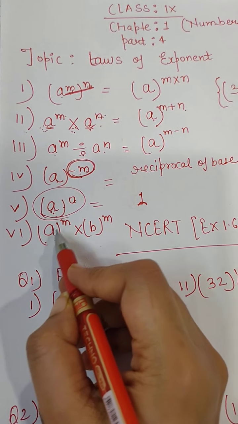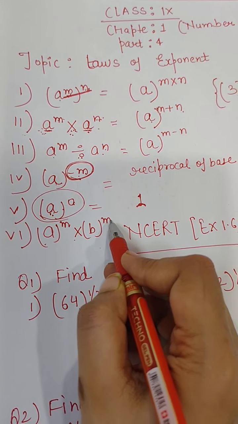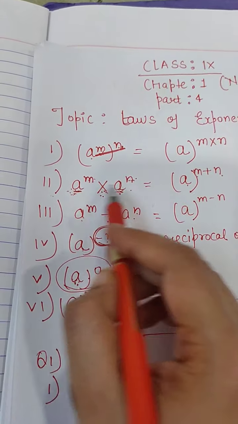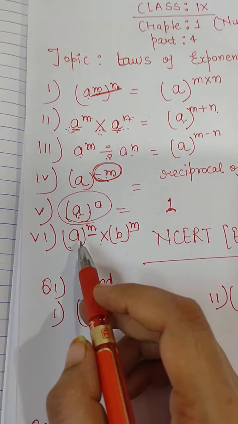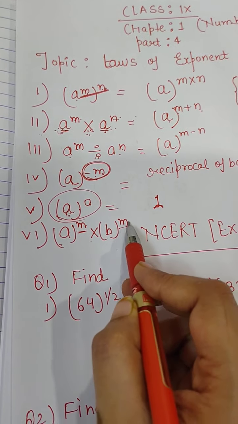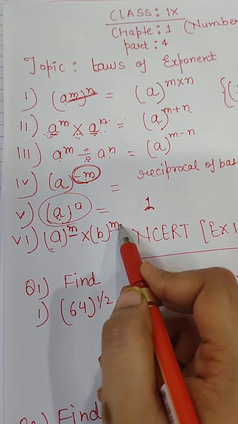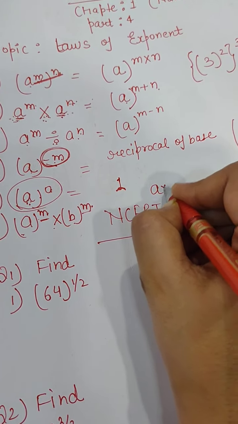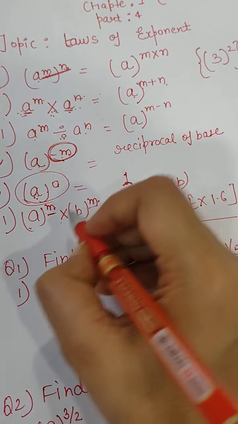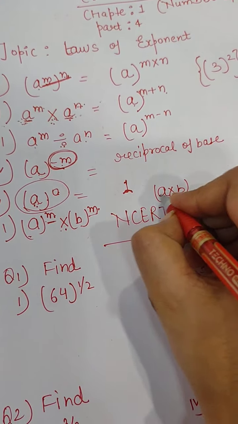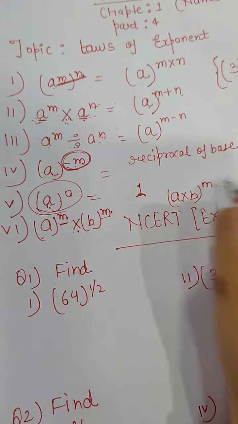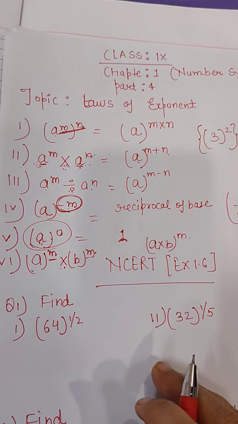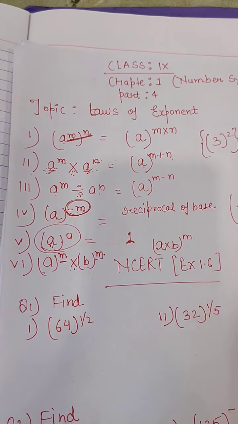And the last is a raised to the power m multiplied by b raised to the power m. When the power is same, the bases are different. The earlier one was bases same, powers different. This one is bases different, powers same. So we will take the power common, and the bases will be written with the same sign. So (a into b) raised to the power m. These laws should be in your notes, then you will be able to solve all the questions very easily.